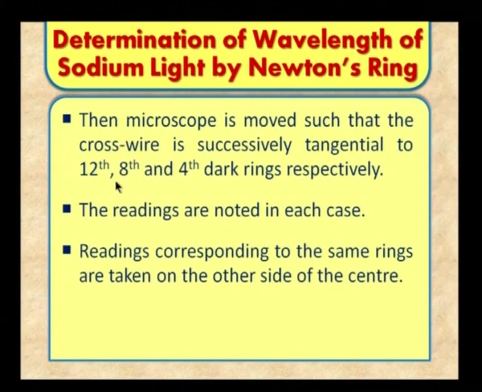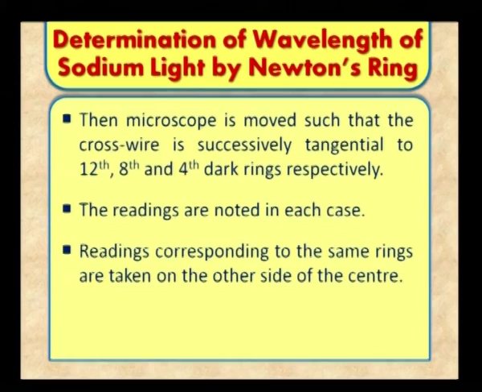So, 16 is here on the right side, 16 is on the left. The difference between these two readings will give the diameter of the 16th ring. The difference between the two readings corresponding to the 12th will give the diameter of the 12th ring. Similarly, this gives the diameter of the 8th ring. This gives the diameter of the 4th ring. So, you find the diameters of the different rings. Readings corresponding to the same rings are taken on the other side of the center. As I told you, start from here, come to the center, go to the other side. This is 16, 12, 8, 4, then 4 on the right hand side, 8, 12, 16.